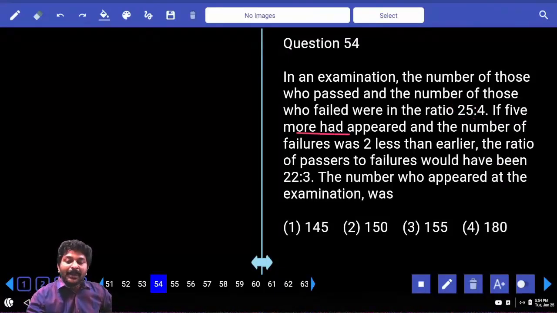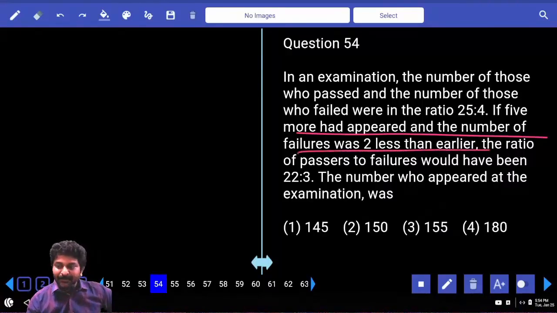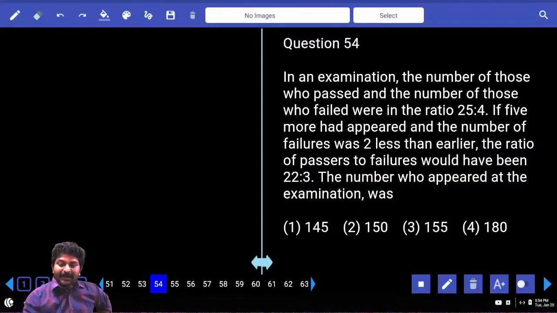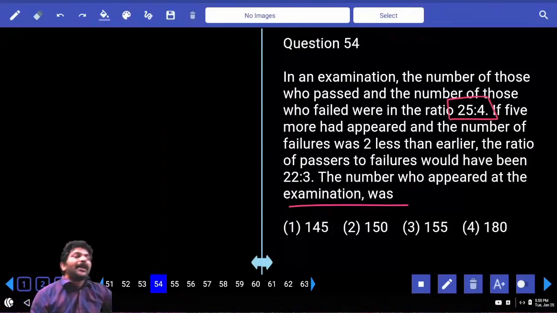If 5 more had appeared and the number of failures was 2 less than earlier, the ratio of passers to failures would have been 22:3. The number of people who appeared at the examination, that's what we want to calculate, right? From the initial information, how many appeared?